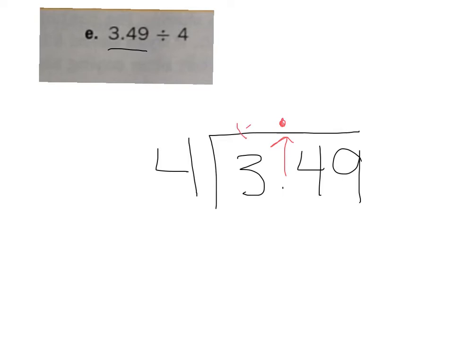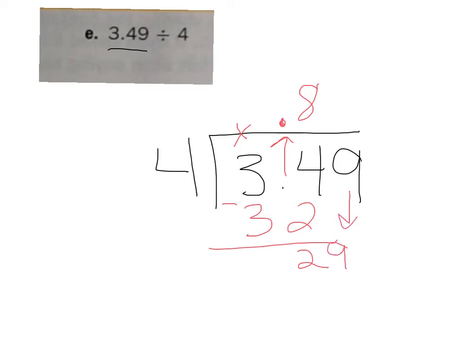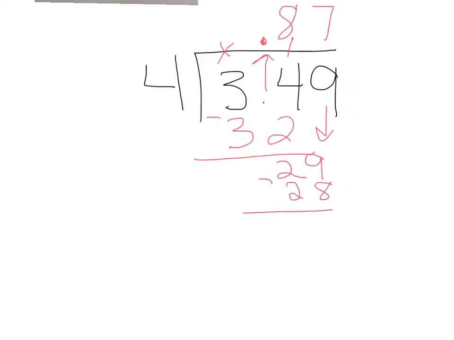4 cannot go into 3, but 4 can go into 34, and it goes in 8 times. 8 times 4 is 32, and I'm subtracting just like I did in the last chapter. 4 minus 2 is 2, and 3 minus 3 is 0. 2 is less than 4, so I know I did it correct. Now I'm going to bring down the 9. 4 goes into 29 7 times. Again, if you do not know that, you can do the multiplication on the side. 4 times 7 is 28, and we subtract. 9 minus 8 is 1, 2 minus 2 is 0.